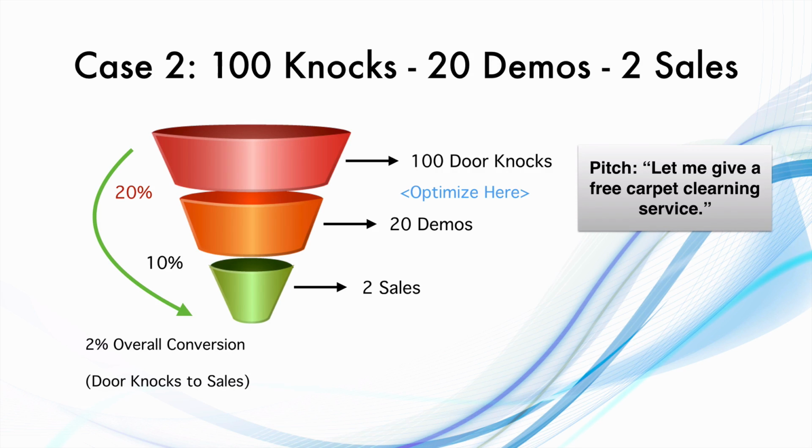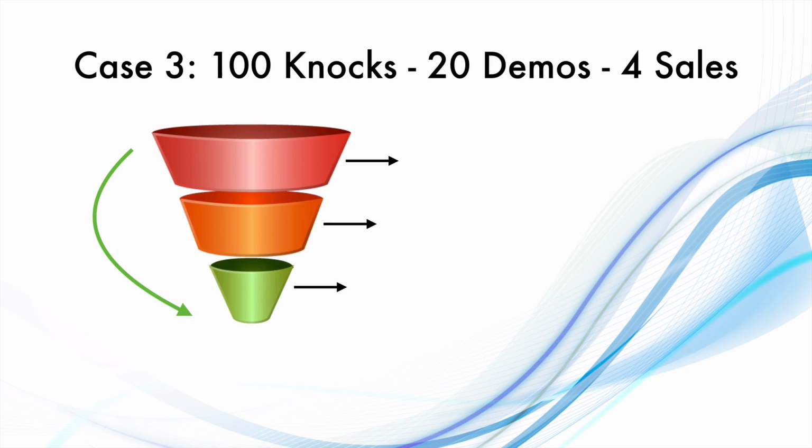So let's say he optimizes further in another stage of the conversion funnel. So let's look at case 3, where the salesman is knocking on 100 doors and he is giving 20 demos, but he is making 4 sales. So here the conversion ratio has remained 20% from door knocks to demos, but it has increased from 10% to 20% from demos to sales.